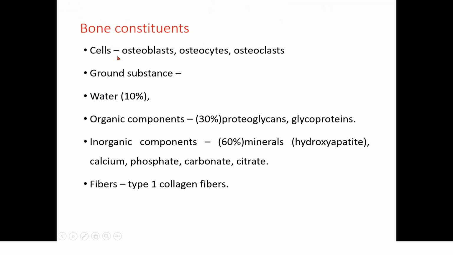Constituents: the cells are osteoblasts, osteocytes, and osteoclasts. So ground substance, water is 10%. Organic components constitute about 30%, namely proteoglycans and glycoproteins. Inorganic components 60%. These are minerals, hydroxyapatite crystals, calcium, phosphate, carbonate, and citrate. The fibers are predominantly the type 1 collagen fibers.